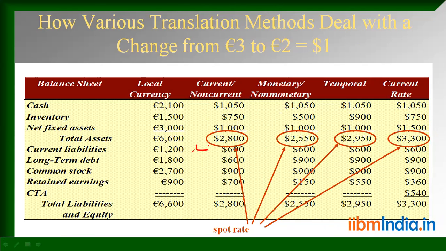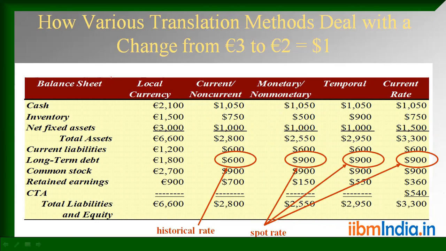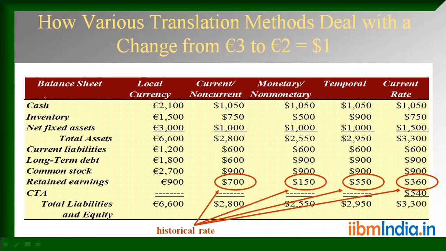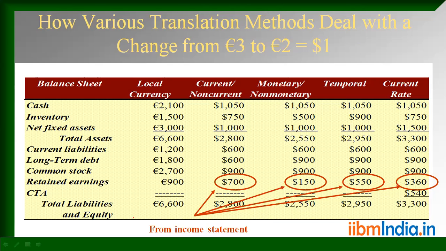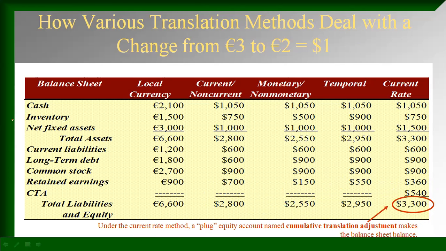Spot rate 2,800, total asset 2,550, 2,950, 3,300. And long-term debt we will talk about. Historical rate 600, and the spot rate is the same, $900, $900, $900. At the historical rate, moving further, we have $700, $150, $150, $550, and $360. From the income statement, we can see retained earnings are $700, $150, $550, and $360. So under this current rate method, a plug equity account named cumulative translation adjustment makes the balance sheet balance.